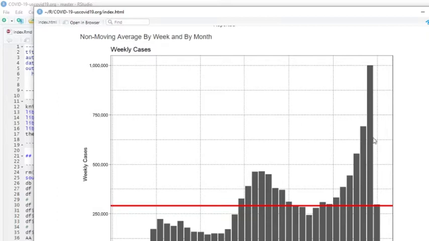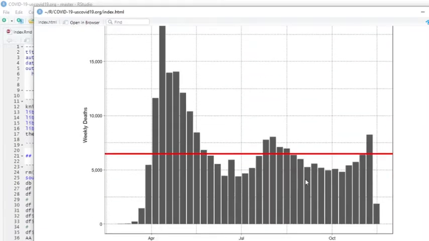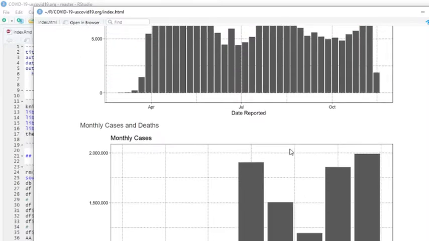Okay, so here we go. You can see we had this continuous climb up in cases. Now, if we zoom in on deaths, you can see deaths are up, but look at all these weeks when the deaths were below average. Okay, this isn't good. This is 5,000, 10,000. So this is about 7,500 deaths last week.